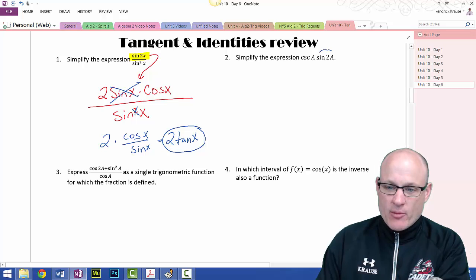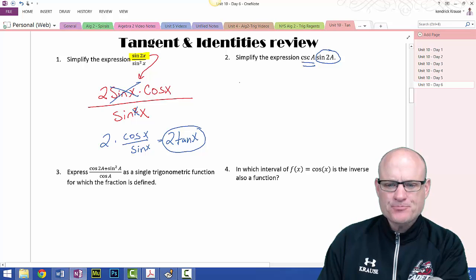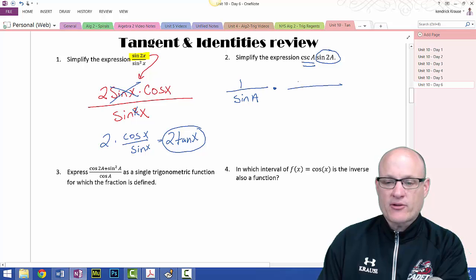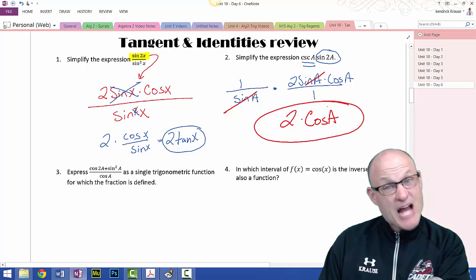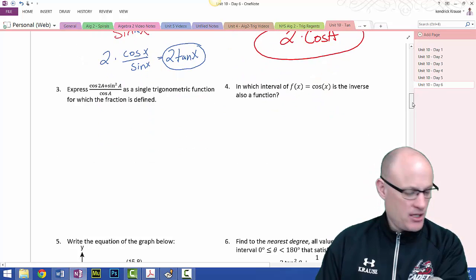Again, here we go. We got a double angle formula. We're going to replace this. Since that's just going to give me cosines, I'm also going to replace that with what I know that to be. So that would be 1 over sine of A times, and I'm going to put this as a fraction too, 2 sine A times cosine of A all over 1. And then I'll start lopping stuff off. The sine A's cancel. And I'm left with 2 times cosine A. Ka-chang! 2 done. Getting there.